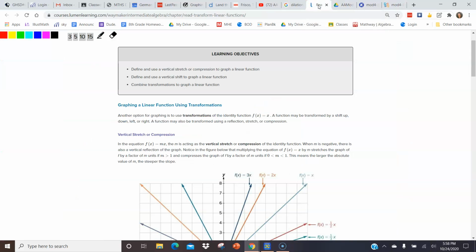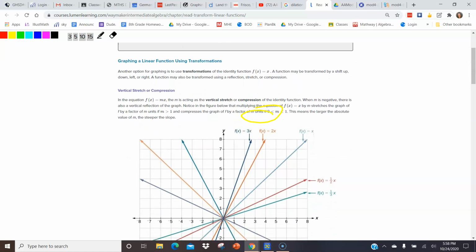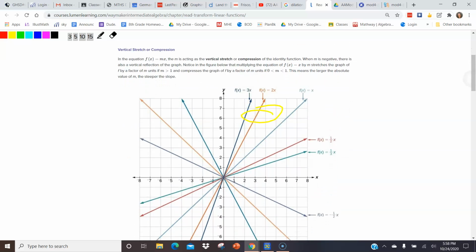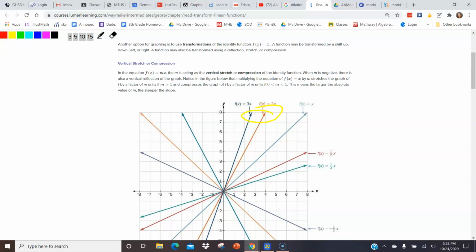Okay, so when we're dealing with linear functions, understand that everything comes from our parent graph. Our parent graph is f of x equals x. That's the parent function, the mama function. So when we're dealing with transformations, something's going to shift or change, okay?